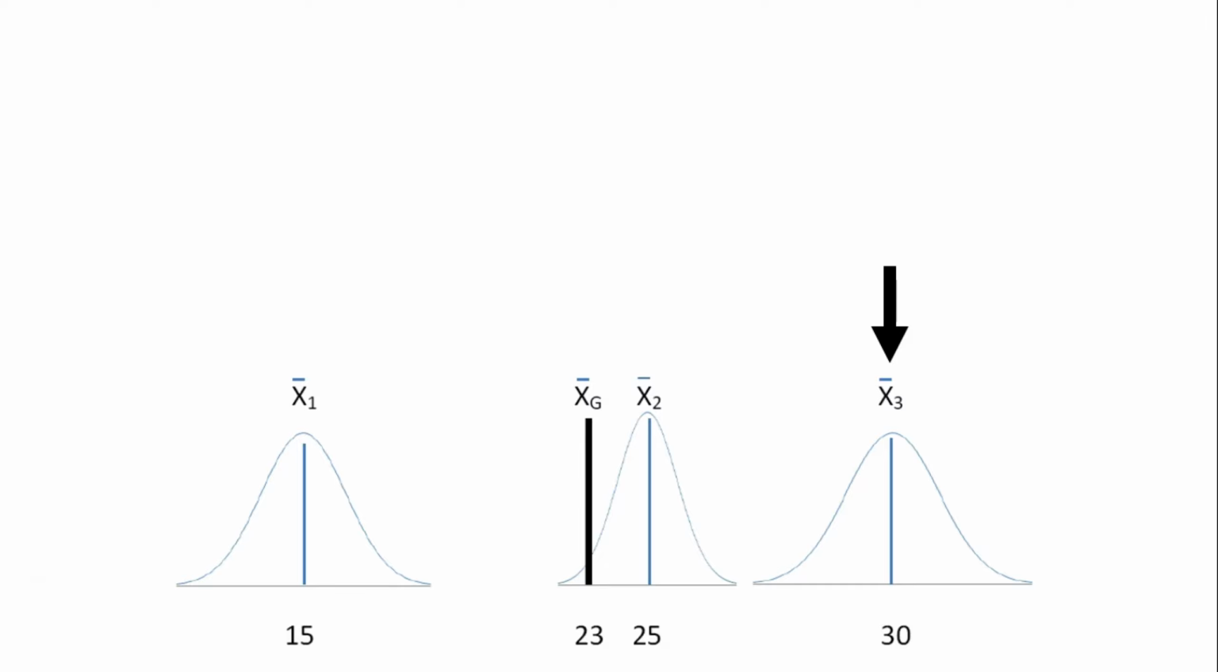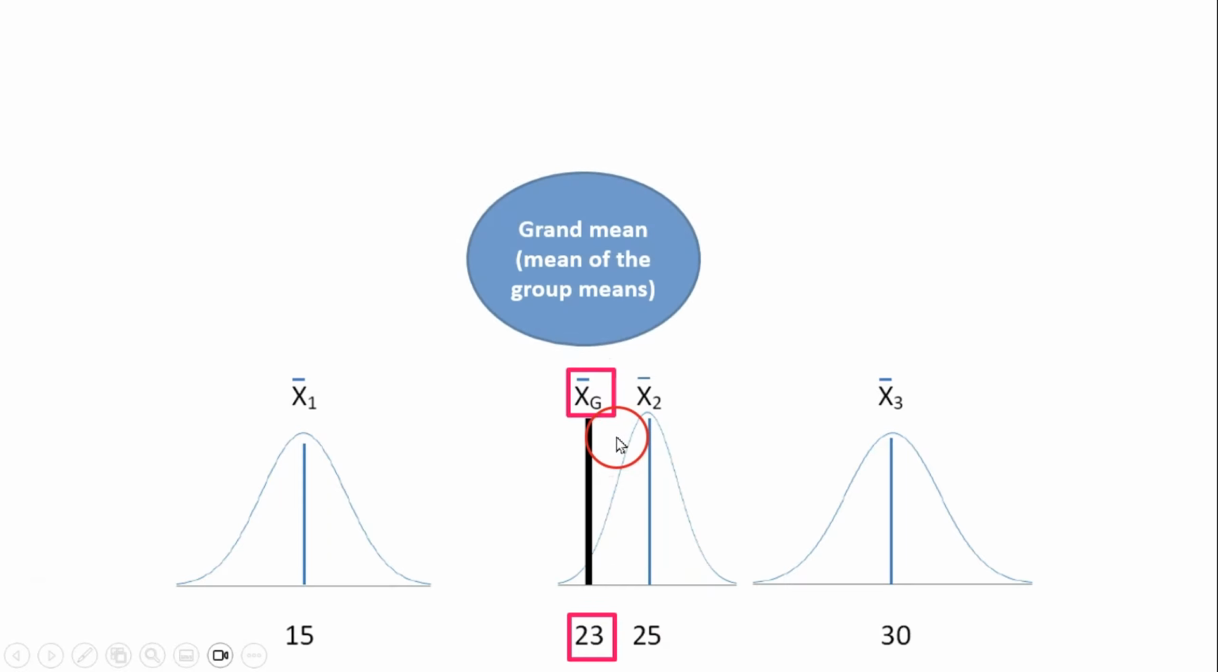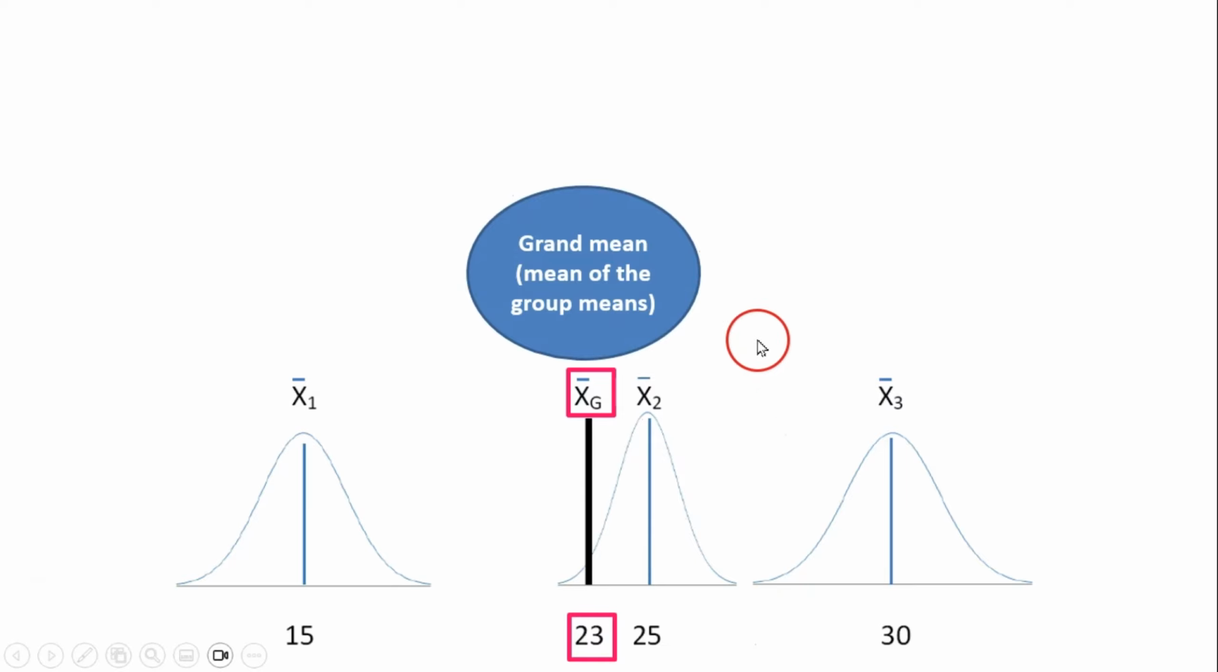And in order to do that, we have to have a stake point, which is going to be the mean of the means, or the grand mean. And that value in this case is 23. So if you take 15 plus 25 plus 30 and divide it by 3, you get a value of 23. And that's called the grand mean, or the mean of the group means.